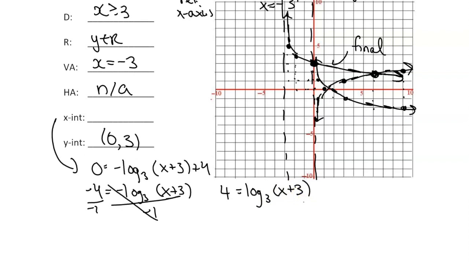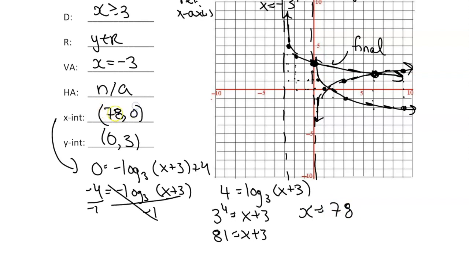Okay, so now we could say something like 3 to the 4 equals x plus 3. 81 equals x plus 3. X is equal to 78, and whoa, I can't believe that. But our x-intercept is going to be the point 78, 0. I guess that's what happens when you don't have a base 2 and you have something like a base 3. It really ramps up quickly. So if you were to carry this on, it actually wouldn't cross the x-axis until you got to an x value of 78.